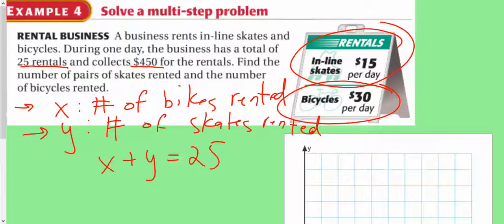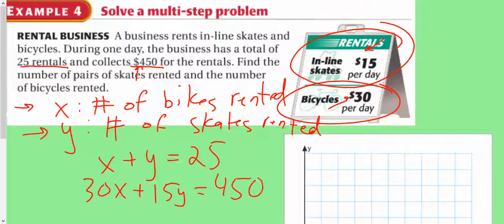Now I'm going to use the money, and you're going to notice there's a dollar sign here, there, and there. A lot of times the units go together. So the $15 per inline skates and $30 for bikes. So $30 per bike rental plus $15 per skate rental, and that's going to add up to $450.